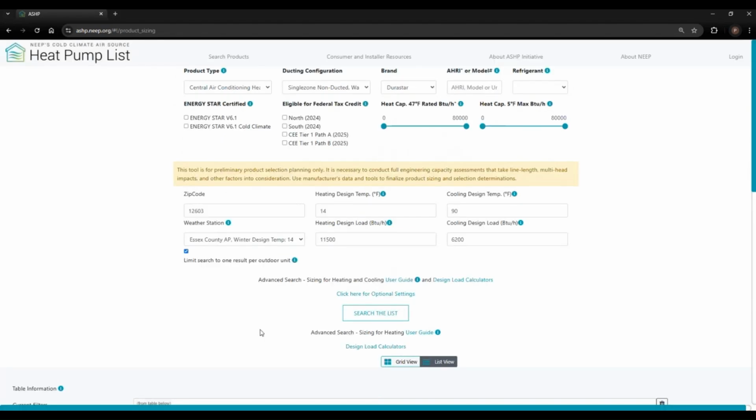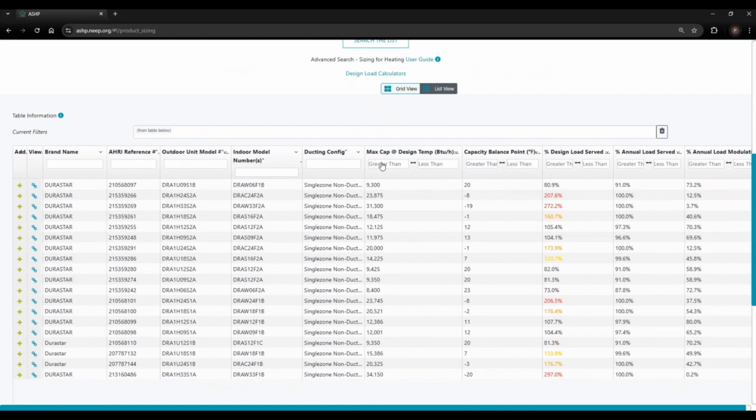Now that we've conducted our search, I'm going to scroll down in list view and analyze the systems. To do this, I'm going to sort by percent design load served to get the highest percentage at the top and the lowest at the bottom. You can see that percentages over 120% are yellow, percentages over 150% are orange, and those over 200% are red. This colorization is to discourage oversizing and alert the user that the heat pump selected may be oversized for the entered loads.